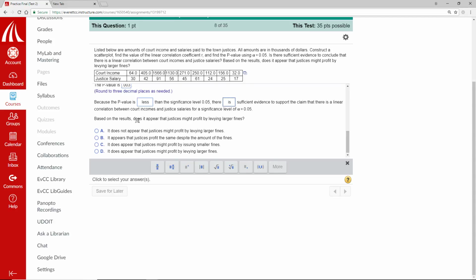So based on the results, does it appear that justices might profit? It does appear that justices might profit by issuing smaller fines. It does appear that justices might profit by levying larger fines. It appears that justices profit the same. So I'll choose D.